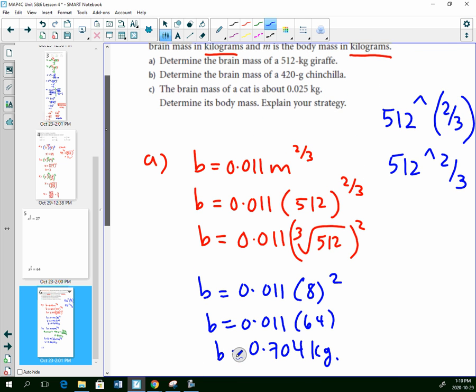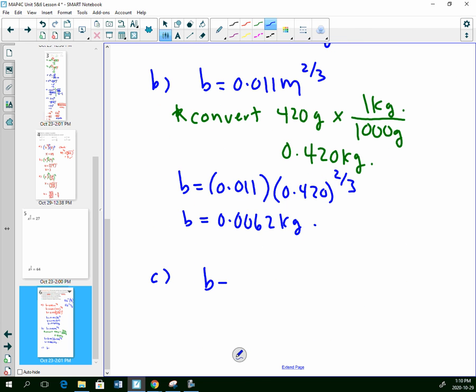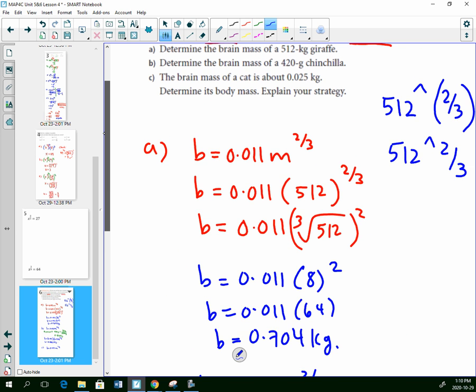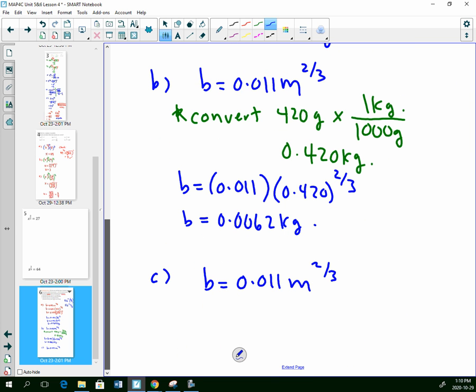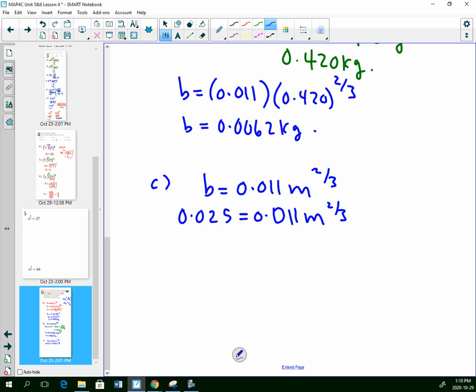The brain mass of a cat is about 0.025 kilograms. Determine its body mass. Okay, so let's write out the formula. And they are giving us B. B is brain mass. So they're giving us the value of B. Yep. And it's in kilograms, so we don't have to convert it. So we have to solve for M this time. Okay, so we need to isolate the M and get it by itself.